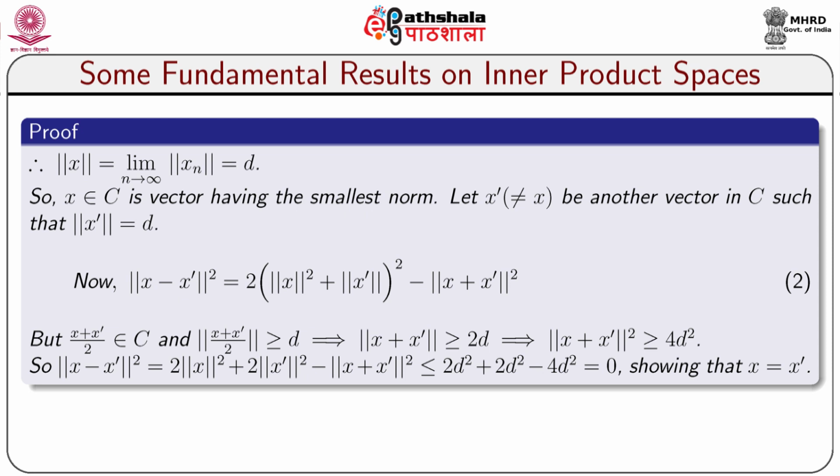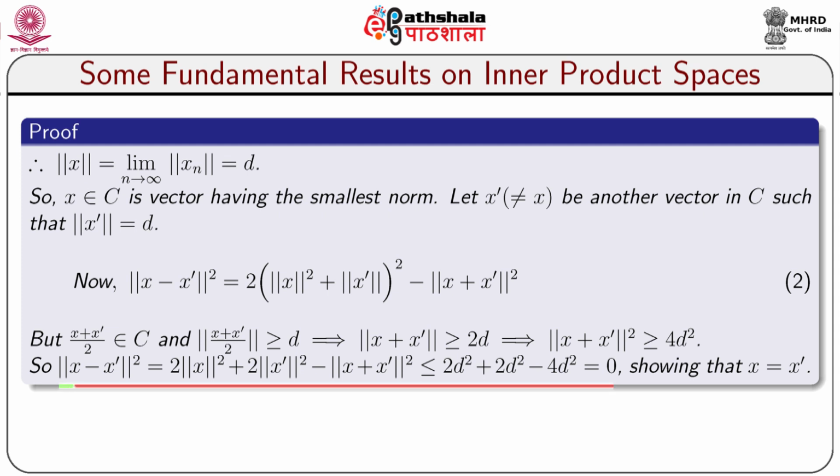Let x dash, which is not equal to x, be another vector in C such that norm of x dash equals d. Again by the parallelogram law, we see that norm of x minus x dash whole squared equals 2 into norm of x squared plus norm of x dash squared minus norm of x plus x dash squared. As C is convex, (x plus x dash) by 2 belongs to C and norm of (x plus x dash) by 2 is greater than or equal to d by the infimum property. So, norm of x plus x dash is greater than or equal to 2d, which implies that norm of x plus x dash squared is greater than or equal to 4d squared.